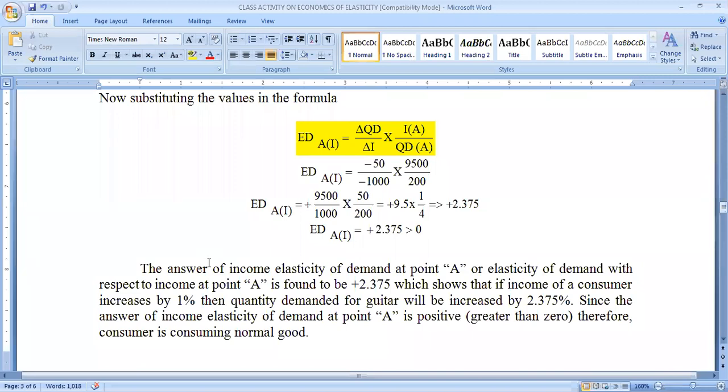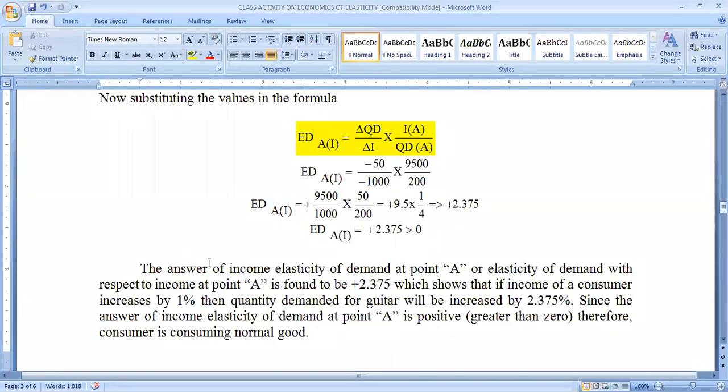The good is said to be an inferior good if the price elasticity of demand for this good is negative, and the income elasticity of demand for this good is also negative. But if the income elasticity of demand for a good is negative and the price elasticity of demand for a good is positive, then that good is called a Giffen good.